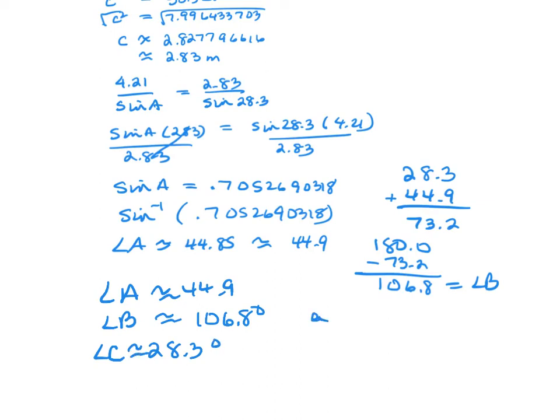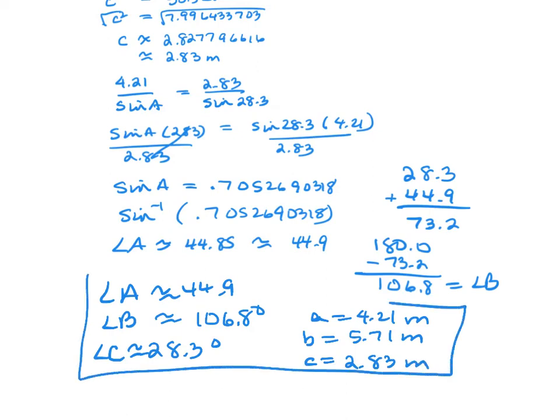Little a is 4.21 meters. Little b, 5.71 meters. And little c, I calculated 2.83 meters. So now I have all three sides and all three angles. So again, remember when you have the side angle side, you're going to do law of cosines first and then find the smaller angle second using law of sines.